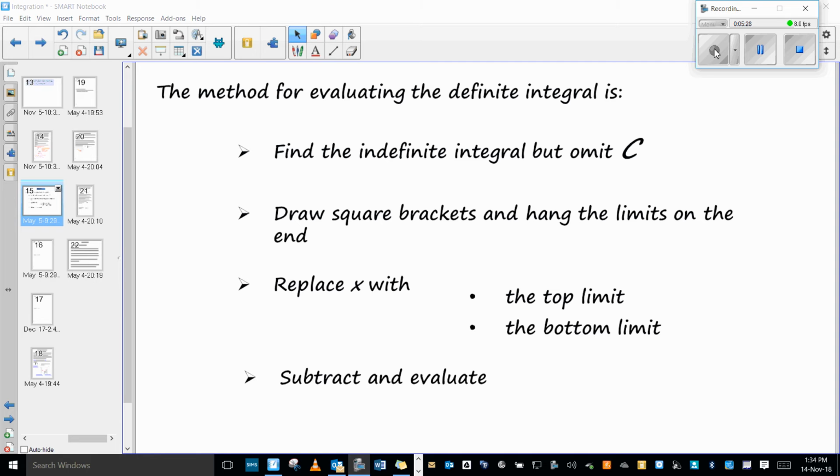So the method for evaluating the definite integral is: find the indefinite integral, omit c, draw square brackets, replace the values with the top limit and the bottom limit, and subtract the brackets. So that's what we do for each one of them.